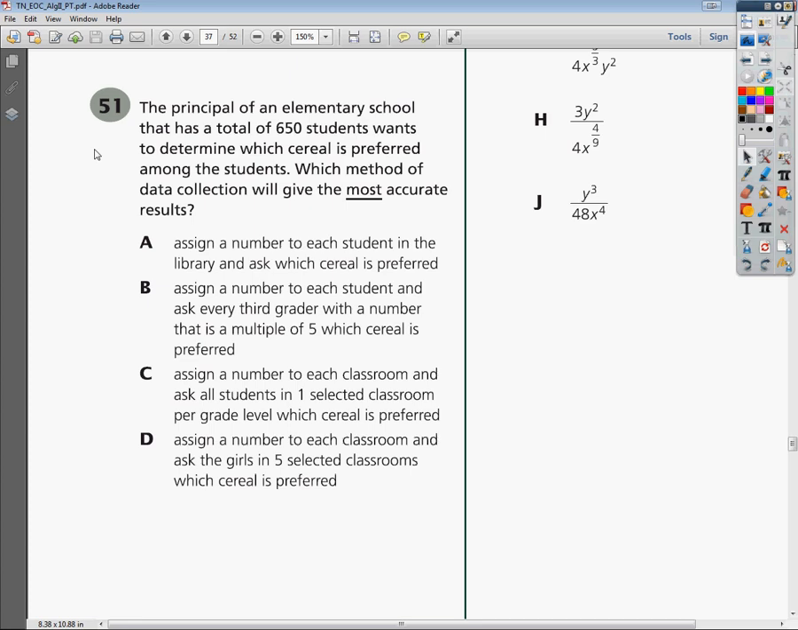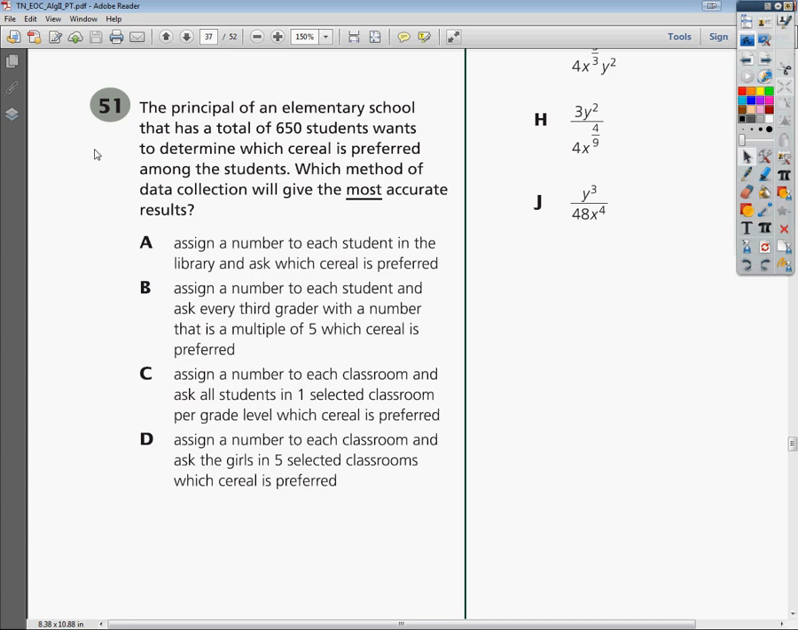This is the Tennessee Algebra 2 end of course practice test, question number 51. The question says, the principal of an elementary school that has a total of 650 students wants to determine which cereal is preferred among the students. Which method of data collection will give the most accurate results?